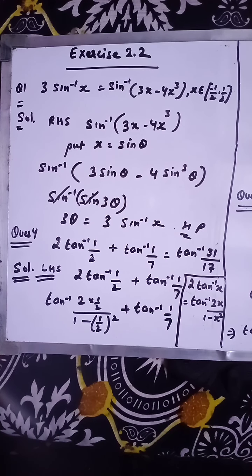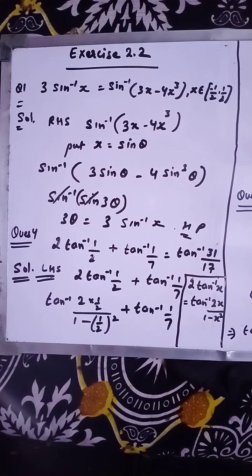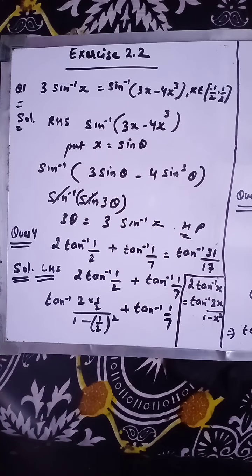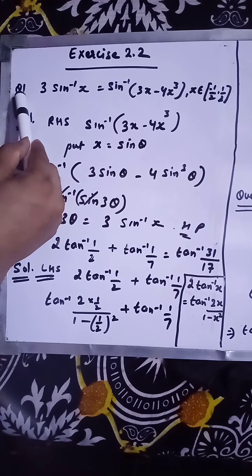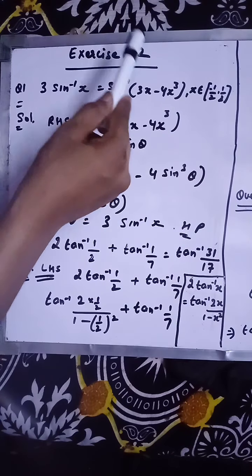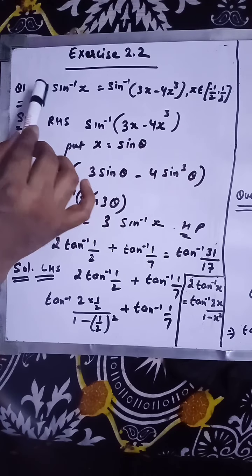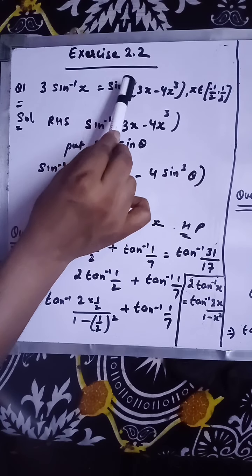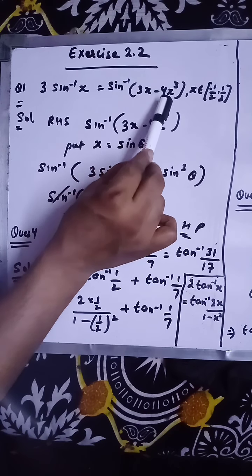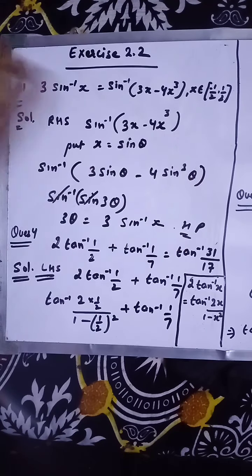After discussing the formulas of our exercise 2.2, now we have to start the exercise. So here is your first question of your NCERT exercise 2.2. We have to prove that 3 sine inverse x is equal to sine inverse of 3x minus 4x cube, and the domain is also given.